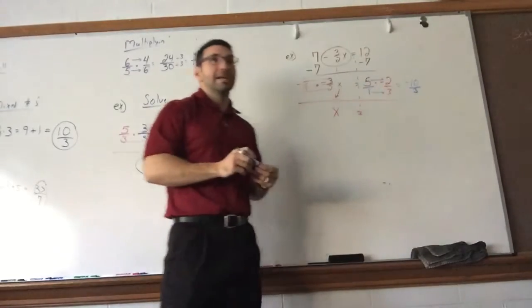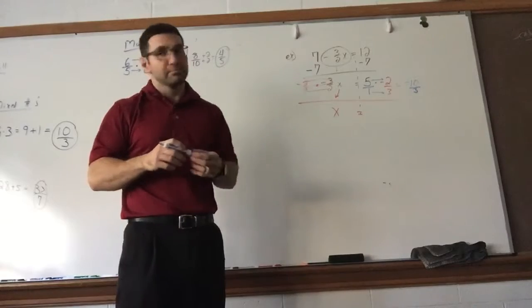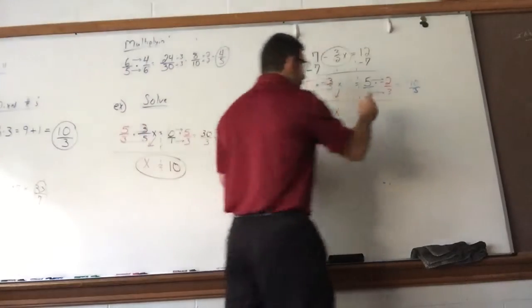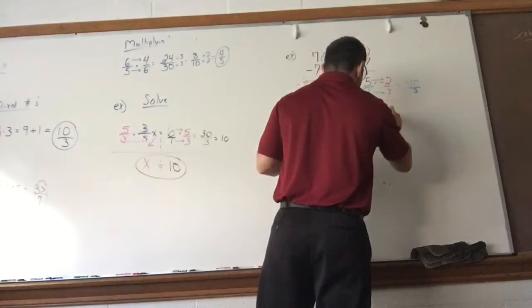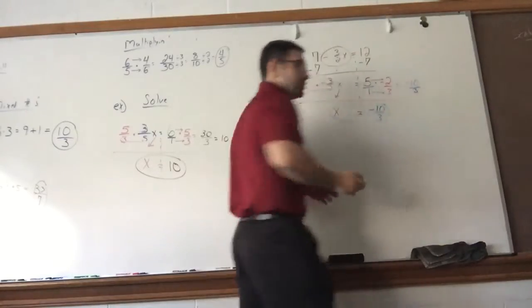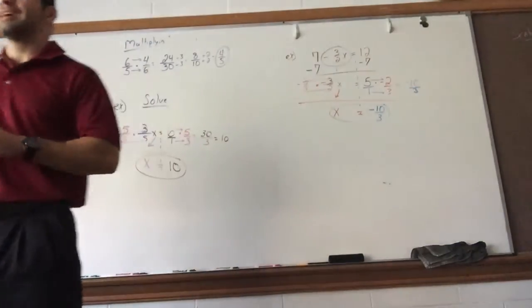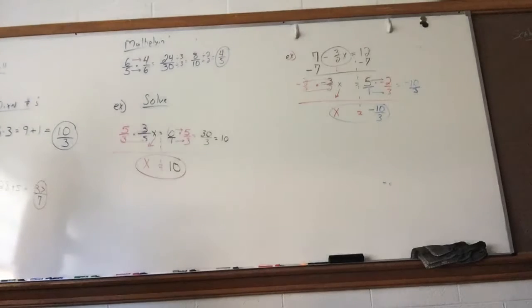Can I simplify negative 10/3? No, nothing goes into both. So x equals negative 10/3. That's it. Questions on this? Is this hard? No.